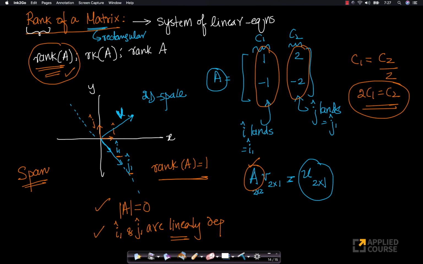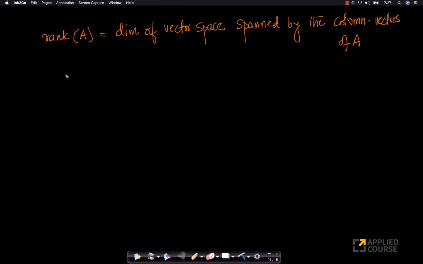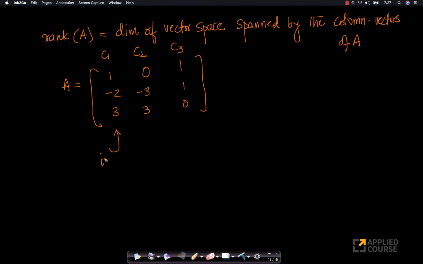Now let's look at another example. Imagine I have a matrix A, a 3 cross 3 matrix. I have 1, minus 2 and 3. This is my column 1. My column 2 is, let's say, 0, minus 3 and 3. I have column 3 again, which is 1, 1 and 0. So what is the geometric interpretation of this? This is where my i hat lands, or let's call it i1 hat. Let's call this j1 hat and this k1 hat. This is another way of thinking about it.